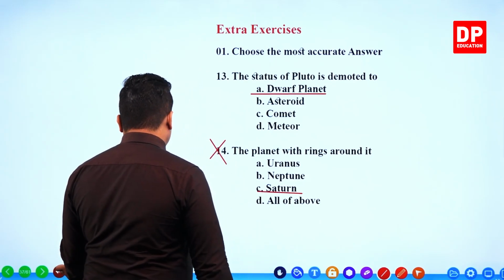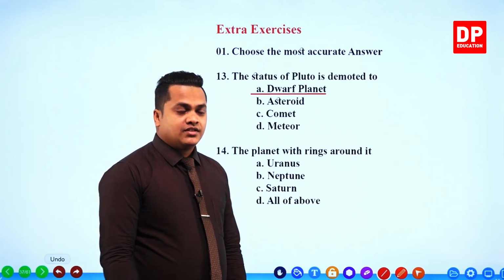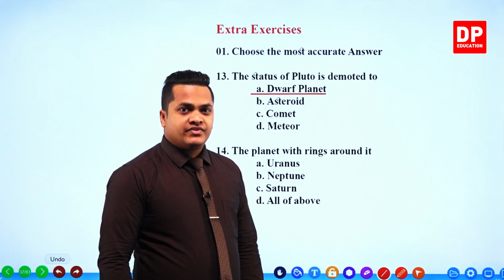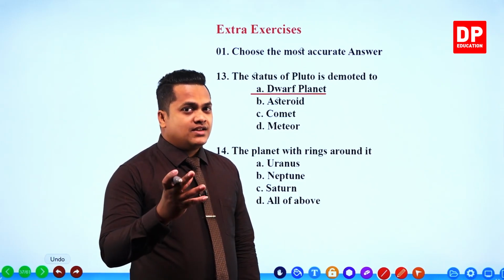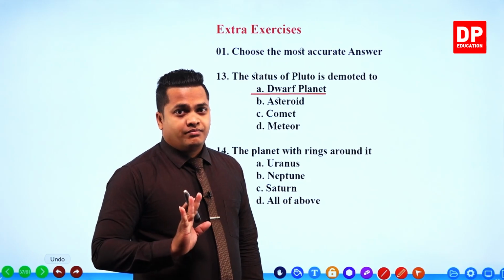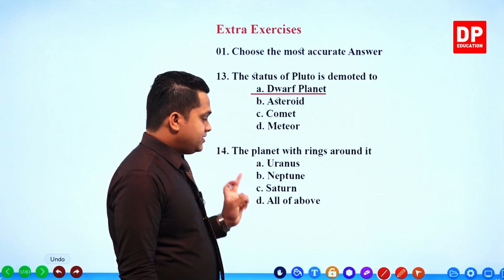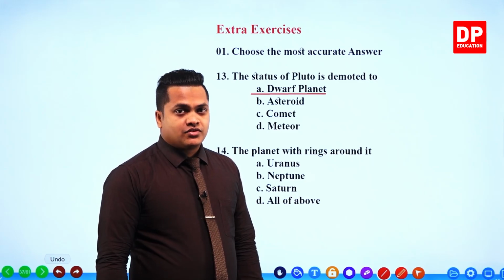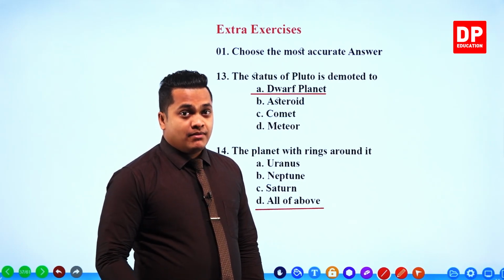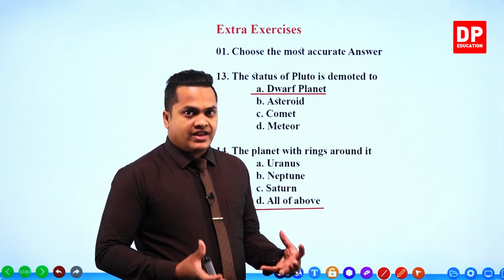So not only Saturn, my dear children. If you take Uranus, Uranus also contains what? Rings around it. Neptune also has rings around it. Even Jupiter has rings around it. Not only Saturn. However, the rings of Saturn are clearly visible for us. But my dear children, all of these planets contained in the answers A, B and C, all of these planets contain rings. So the correct answer would be all of the above.